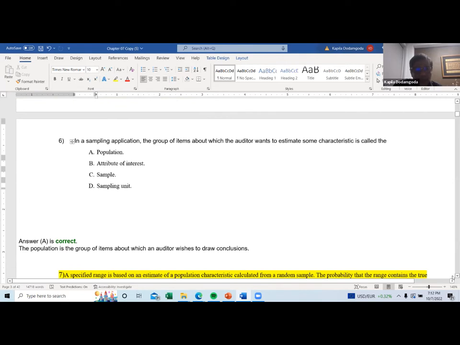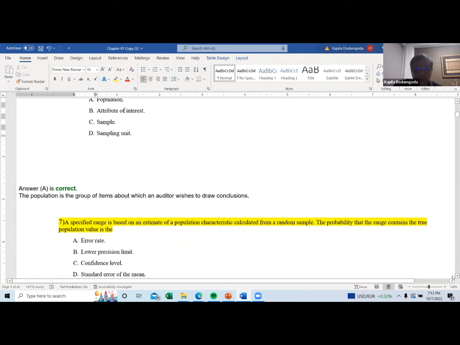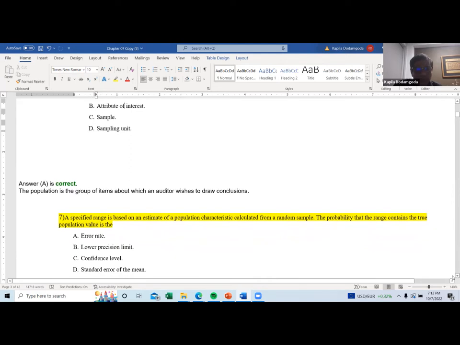Population is a group of items about which an auditor wishes to draw conclusions. What about this? A specified range is based on an estimate of a population characteristic calculated from a random sample. Right? You specify a range based on the characteristics from a random sample. The probability that the range contains the true population value is what?